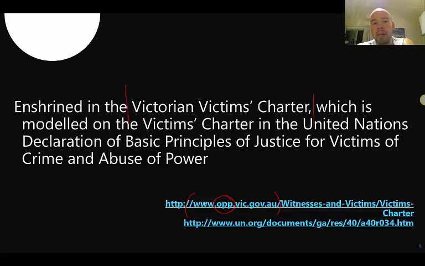Our Victorian Victims Charter is modelled pretty much directly off the Victims Charter that comes from the mouthful United Nations Declaration of Basic Principles of Justice for Victims of Crime and Abuse of Power. And that one is linked there. If you write all of that in, and go to the UN website, you'll find a copy of that to have a look at if you'd like to for some further reading.